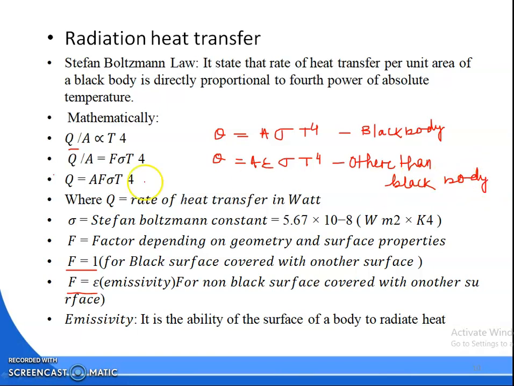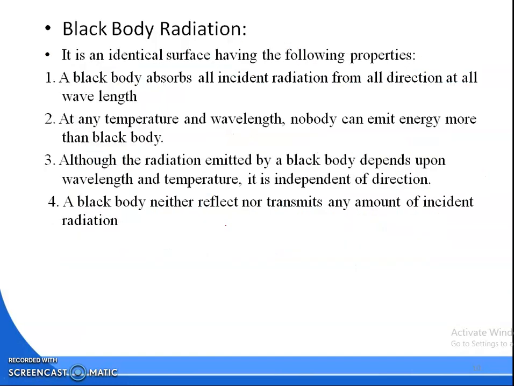So you have to find out the heat transfer. Then Q is equal to A sigma T to the power 4. What is sigma? Sigma is the Stefan-Boltzmann constant, and its value is 5.67 times 10 to the power minus 8 watt per meter square Kelvin to the power 4. So that is the value of sigma. These are the three laws of conduction, convection and radiation. Next we will discuss black body radiation.